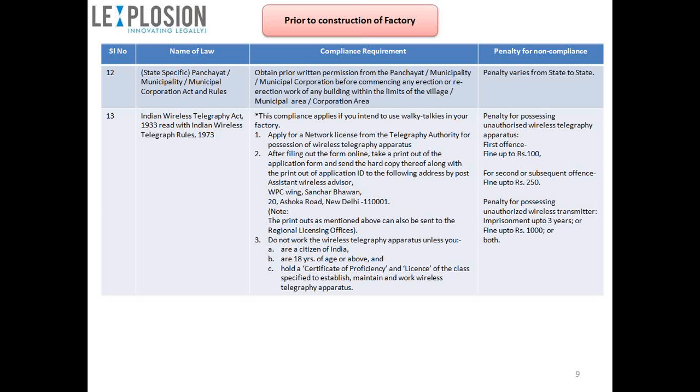The next law would be the Indian Wireless Telegraphy Act, with the Indian Wireless Telegraphy Rules. This compliance applies only if you intend to use walkie-talkies in your factory. If you intend to use walkie-talkies, you need to apply for a network license from the Telegraph Authority for possession of the wireless telegraphy apparatus. You need to file the required form. You need to ensure that you are a citizen of India, you are above 18 years of age, and you hold a certificate of proficiency and license of the class established to maintain and work wireless telegraphy apparatus. To the next law.